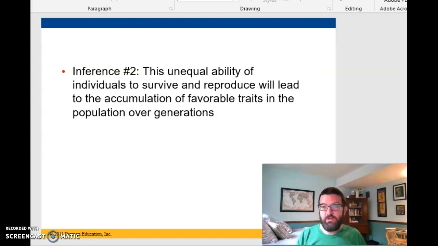Inference 2, this unequal ability of individuals to survive and reproduce will lead to an accumulation of favorable traits in the population over generations. In other words, if some individuals with some characteristics are better able to survive and reproduce, and their offspring have their genes, they will then be better able to survive and reproduce over many, many, many generations. If you look at a population in generation 1 and a population in generation 500, the population in generation 500 is going to look different in terms of their characteristics. They're going to match their environment more closely.